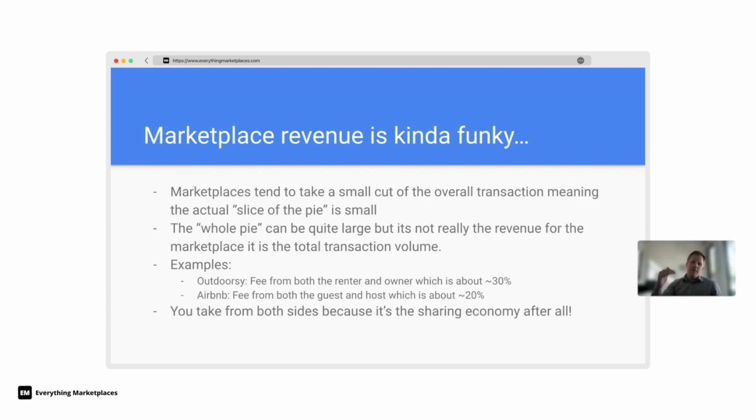And I gave a few examples of what take rates might look like. They're all over the place, honestly. Some marketplaces have 10, some have 3, some have 1, some have up to 50, right? It really depends on the type of marketplace you are. But for the most part, marketplaces tend to take on both sides because it's the sharing economy after all, and we all share the transaction.